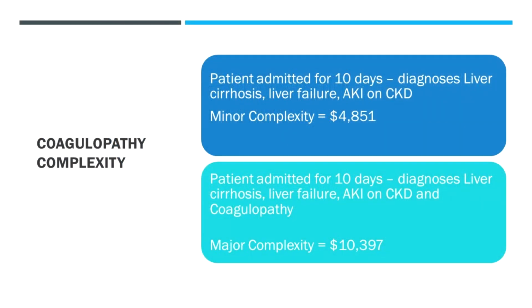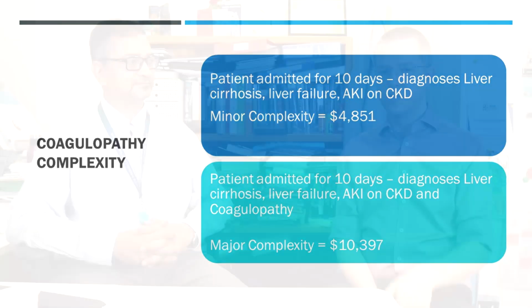Yeah. I won't show you examples for every single one of these top 5, but here is the coagulopathy example. So you've got liver cirrhosis and liver failure, as well as CKD. You'd have these kind of patients reasonably frequently. If you were actually to say that there's a hepatic coagulopathy there, suddenly you see you've gone from minor to major complexity, and that's more than double the income.